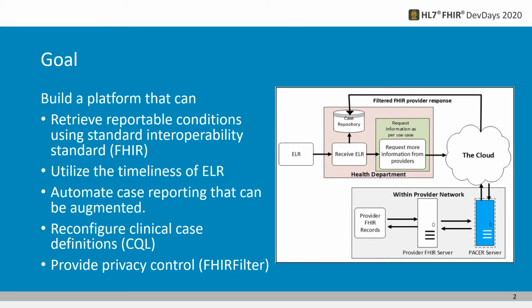So our goal of this project was to build a platform using FHIR that can retrieve reportable conditions in a timely manner. The architecture was designed so that automatic case reporting can be augmented and reporting queries can be reconfigured based on the case while the privacy control is intact. Now I'm turning over to Michael to talk about the FHIR architecture and some of its key functionality.